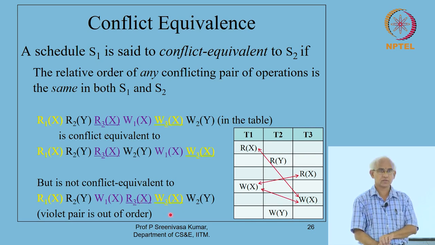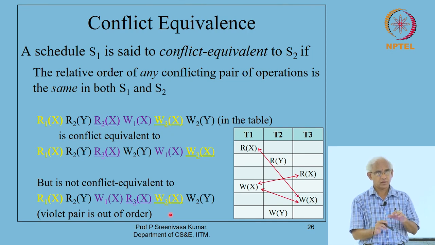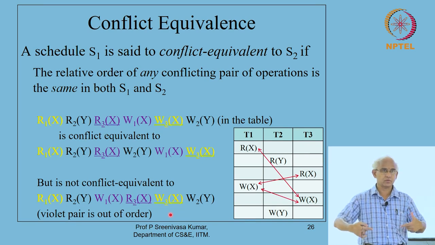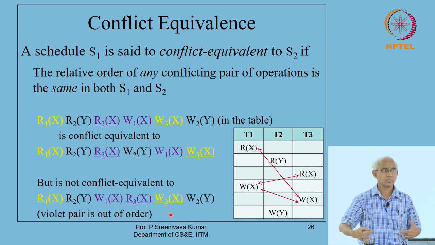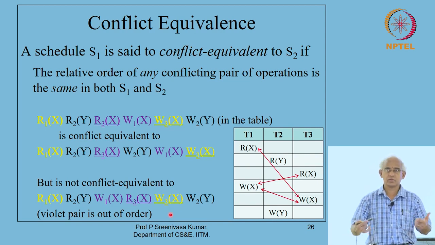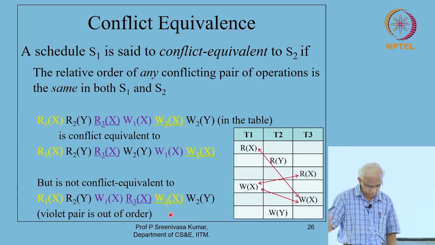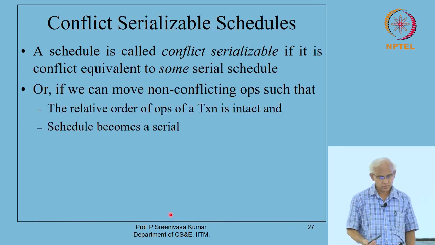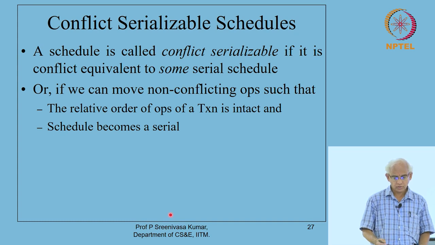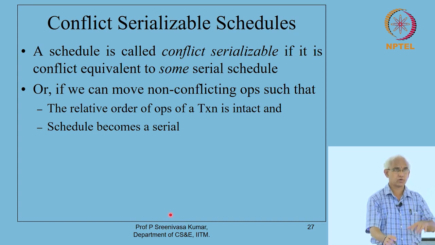Okay. Now, why is this useful? What is this use of this conflict equivalence? Let's see. Our idea here is that having developed this notion of equivalence, we make use of it to say that if there is some schedule that is conflict equivalent to some serial schedule, then it's going to be useful for us. That's why we bring in a specific notion of serializability.